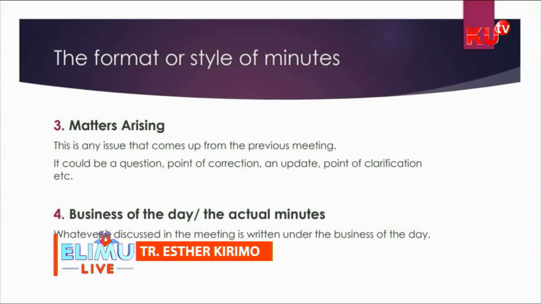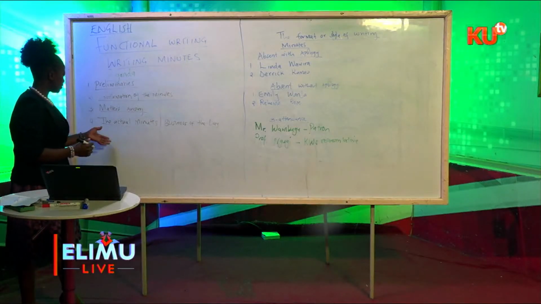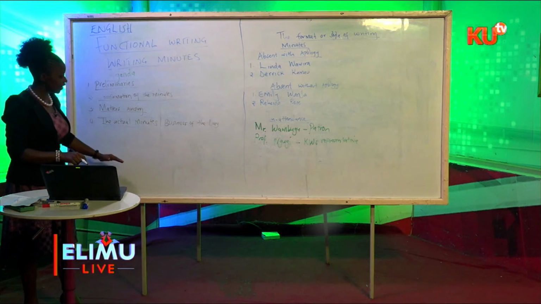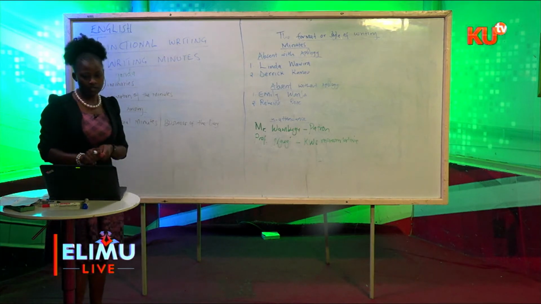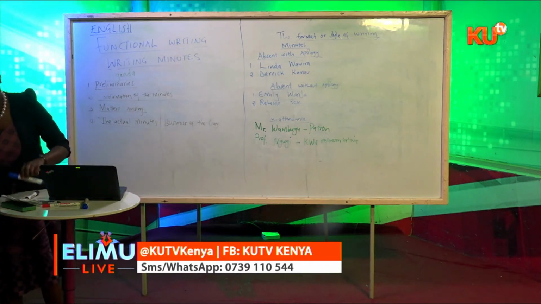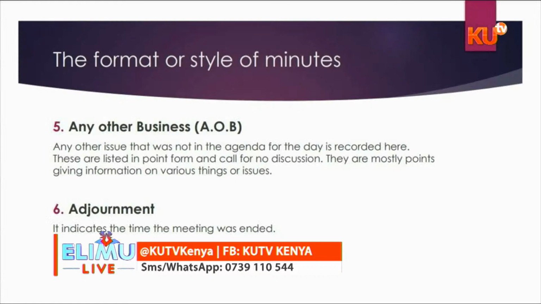So you may have several items here. So we are going to minute them. If there are 3 items, if there are 4 items appearing here, we are going to minute them here. From there, we have any other business, or A or B, any other business.